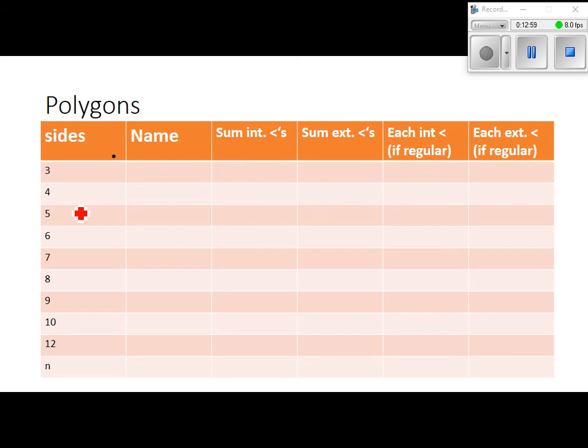On this chart, we're going to fill all this in, and I'm just going to go ahead and do it on this video for you. You should be able to fill in the names. The sum of the interior angles, we got to use that formula, n minus 2 times 180. Sum of the exterior angles, well, every one of these is going to be 360. 360 all the way down through here.